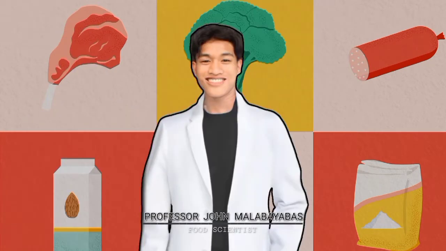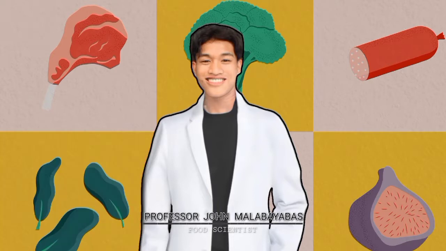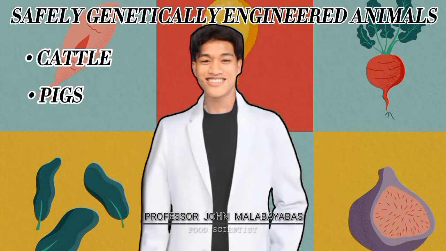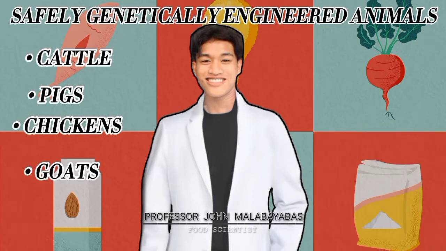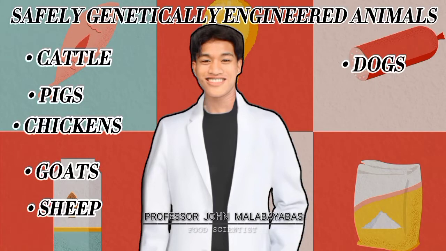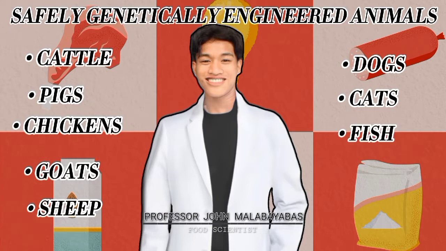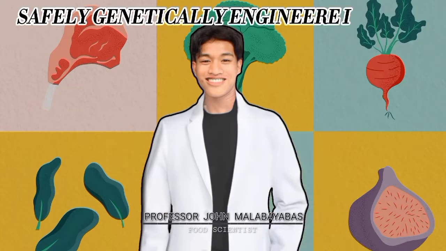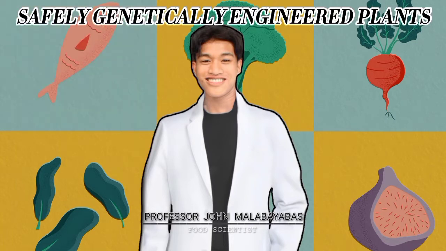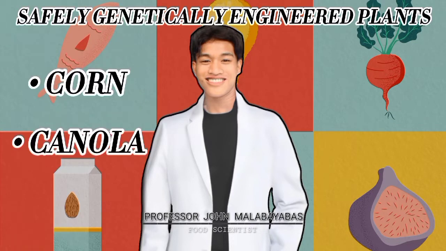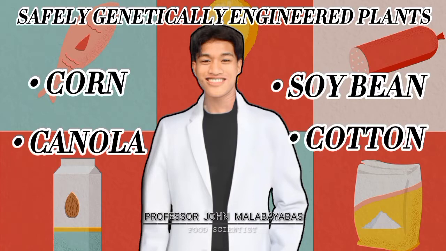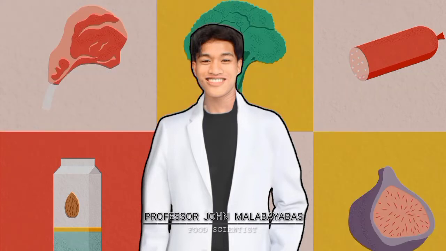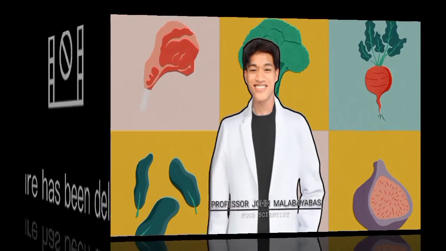In research studies, animals that have been safely genetically engineered include cattle, pigs, chickens, goats, sheep, dogs, cats, fish, rats, and mice. And in plants, the majority of genetically engineered plants, including corn, canola, soybean, and cotton, are typically used to make ingredients that are then used in other food products.